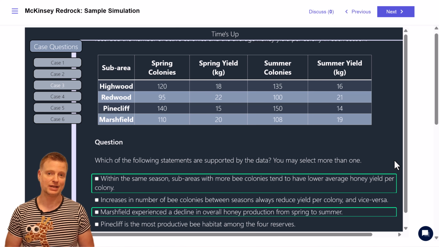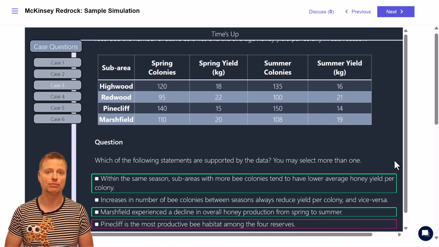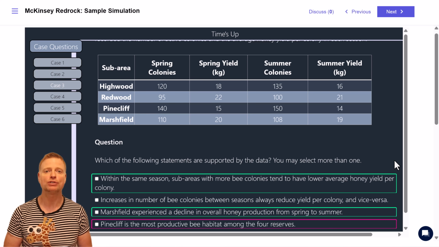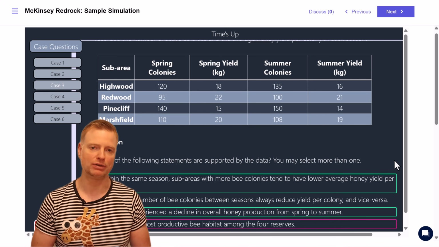The final statement. Pinecliff is the most productive bee habitat among the 4 reserves. This statement you should be able to rule out fast as well. If you sum up across seasons, Pinecliff has 290 colonies and produces 29 kilos of honey, but Highwood produces 34 kilos with only 255 colonies.